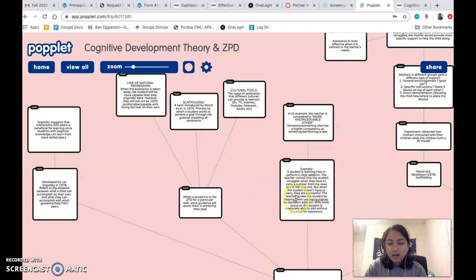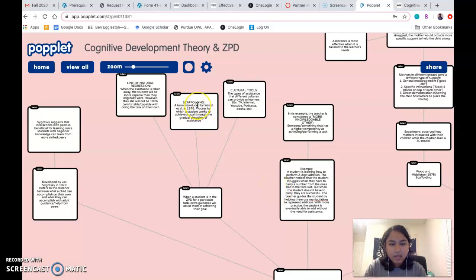So, a couple of things to take away from this example. One is the idea of the line of natural regression. The line of natural regression is when the assistance is taken away. That's the idea that the student will be more capable than how they were originally. However, they will still not be 100% comfortable with doing the task on their own. So with the student doing addition without the aid of manipulatives, the student may still get a couple answers wrong on their worksheet. However, they were originally better off than how they were.